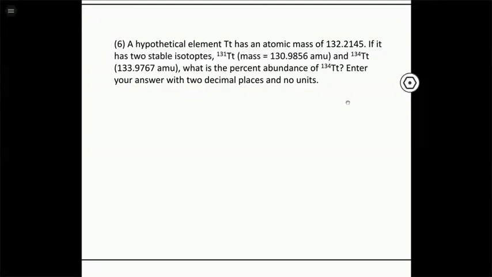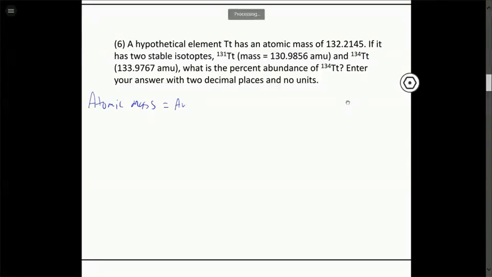Remember that when we're determining atomic masses or abundances of individual isotopes, there's really only one equation we have to remember. The atomic mass that we report on the periodic table is a weighted average of all of the individual isotope masses. So let's say we have isotopes A, B, C, however many we have. It's the abundance of isotope A times its mass, plus the abundance of isotope B times its mass. And if there's more than two isotopes, you just keep adding them up and up and up.